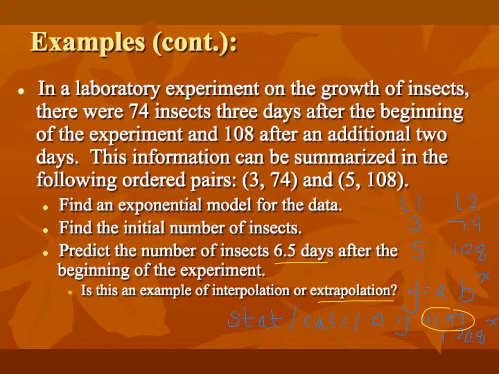But if I substitute 6.5 days in for x, I would find that this model would predict the number of insects would be about equal to 143.3 insects.